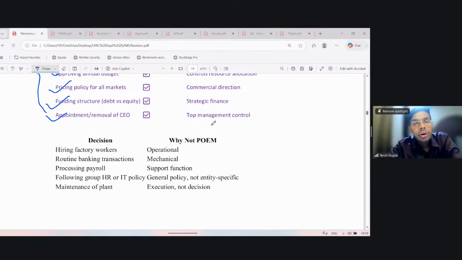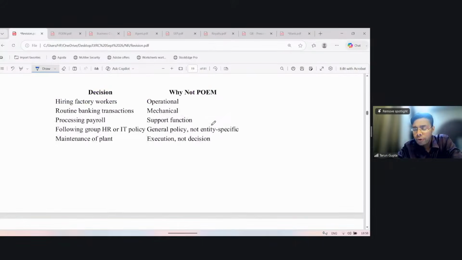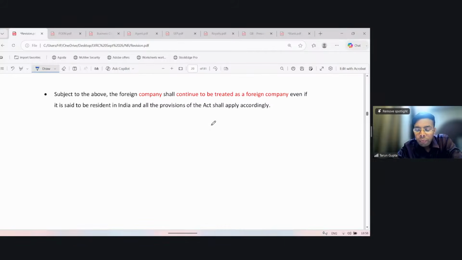Decisions which are not relevant for POEM: hiring factory workers, routine banking transactions, processing payroll, following group HR IT policy, or maintenance of a plant. Right? So these are routine operational reasons which do not determine the POEM.